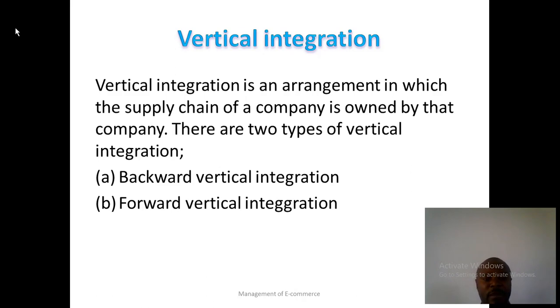Then we also have forward integration. This is whereby the organization moves closer to the market. This can be done by purchasing some retailers. For example, let me go back to the previous example. Botswana Meat Corporation can buy some butcheries in order to control the market of the products.